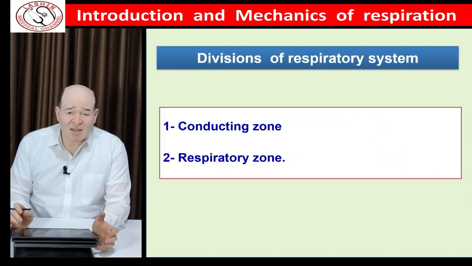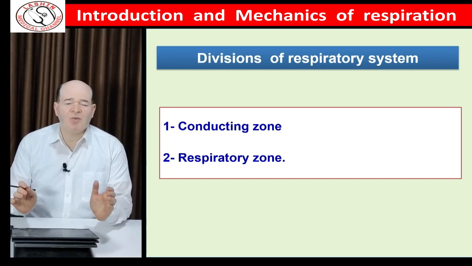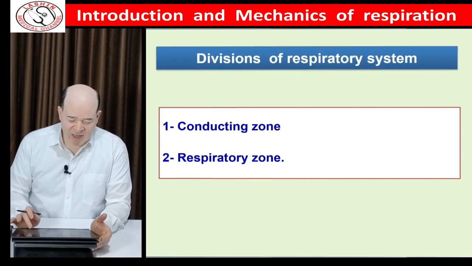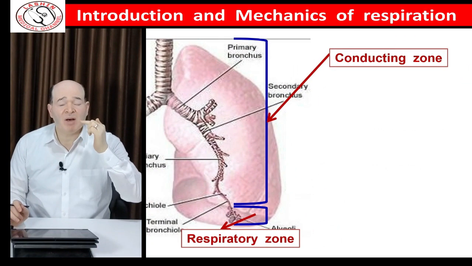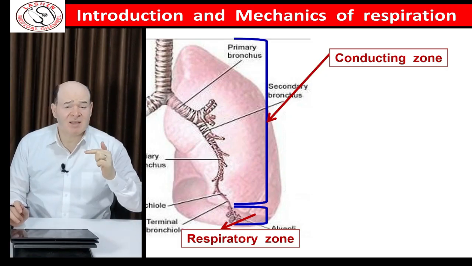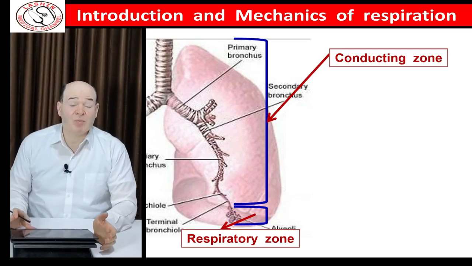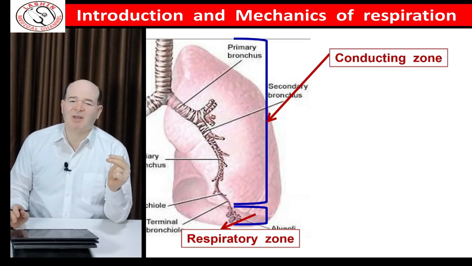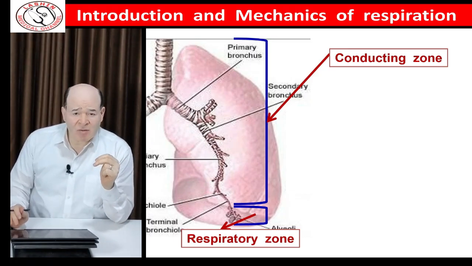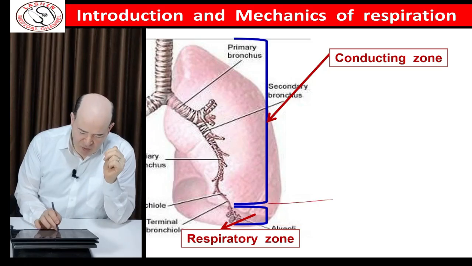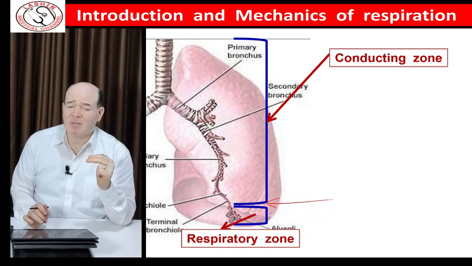We can divide the respiratory system from physiological and anatomical point of view into two main parts: conducting zone and respiratory zone. The conducting zone starts from the nose, passing through the pharynx, then larynx, then trachea, then through the bronchi and through the bronchioles. Bronchioles are divided into two main types: terminal bronchiole and respiratory bronchiole. The end of the conducting zone is the end of terminal bronchiole, and the start of the respiratory zone is the start of respiratory bronchiole.